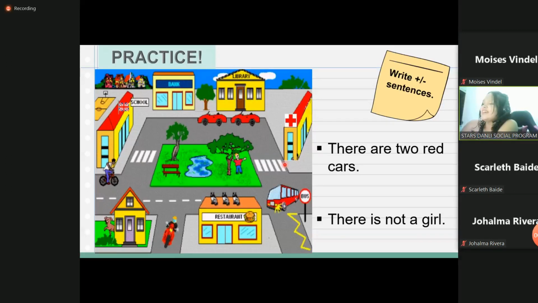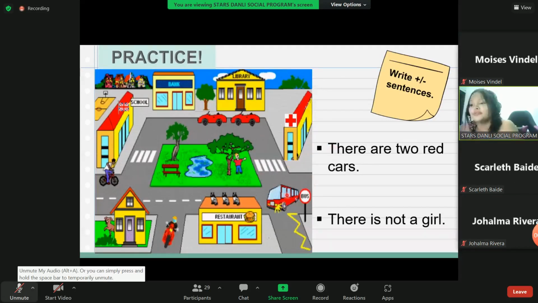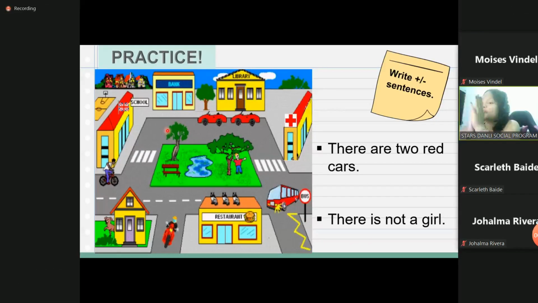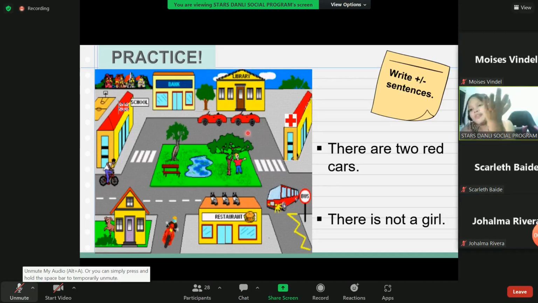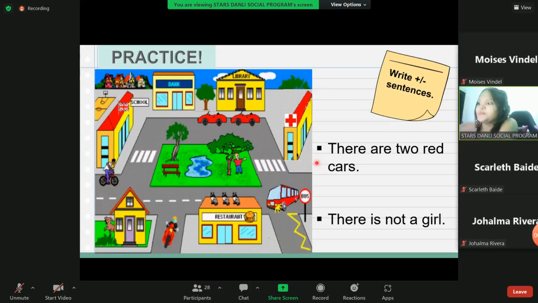En este caso, como les decía, vamos a iniciar con positive form. Les voy a dar solamente 1 o 2 minutitos para que usted observe detenidamente la imagen, ¿ok? Y cada uno va a participar diciéndonos una cosa que hay ahí en esa ciudad, utilizando there is and there are. Entonces, les voy a dar el chance para pensar. Por ejemplo, aquí es el primer caso que nos dice there are 2 red cars.